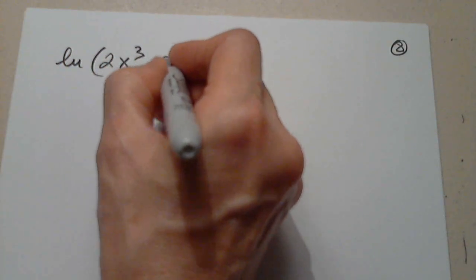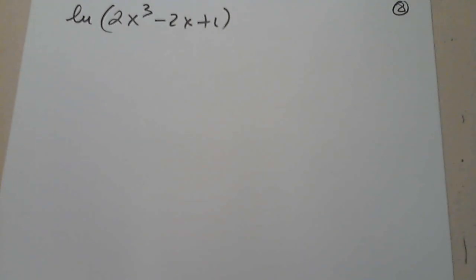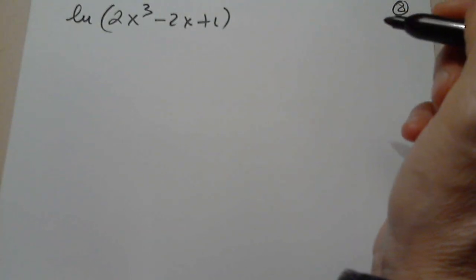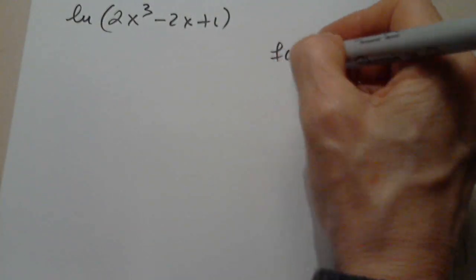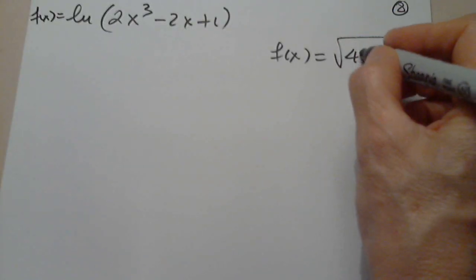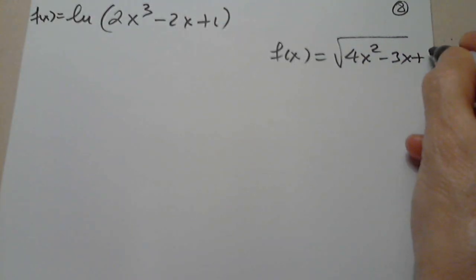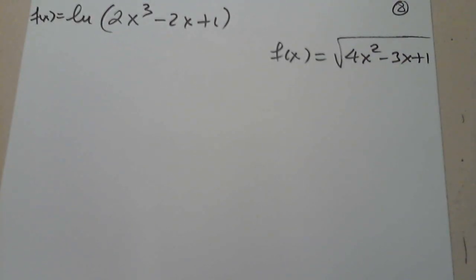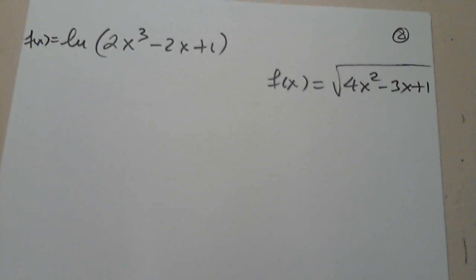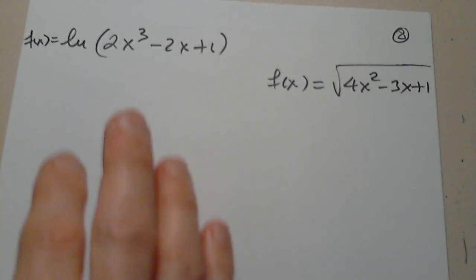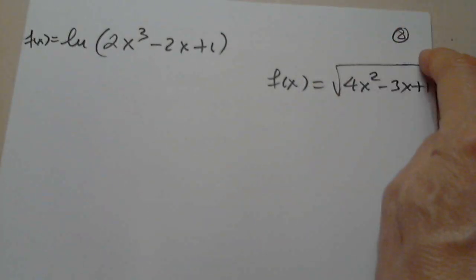I'll give 2 examples with the chain rule. So for example, natural log of 2x cubed minus 2x plus 1. And another example, let's say f of x equals the square root of 4x squared minus 3x plus 1. So both are examples of the chain rule because I have a function inside another function.